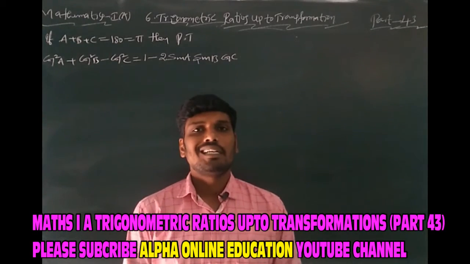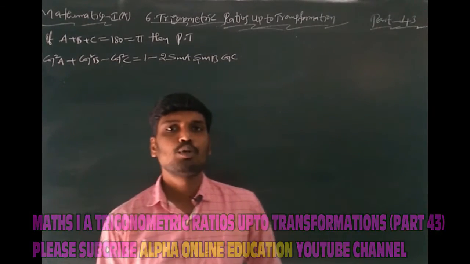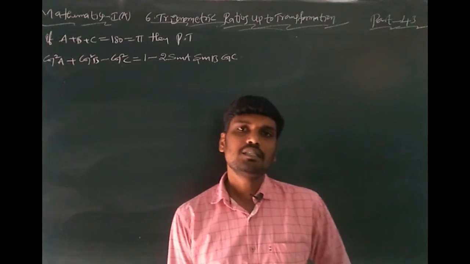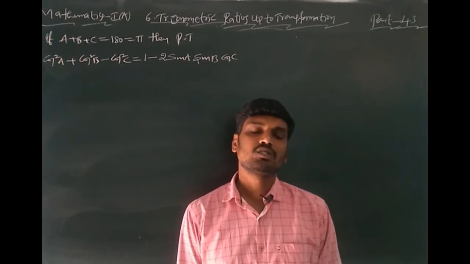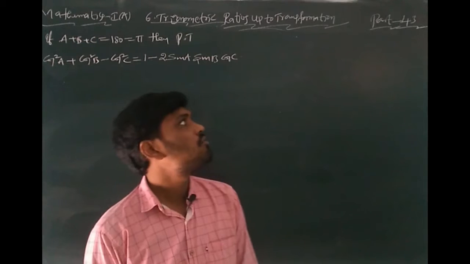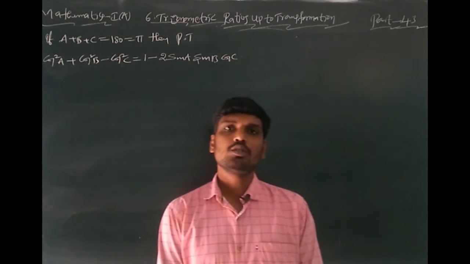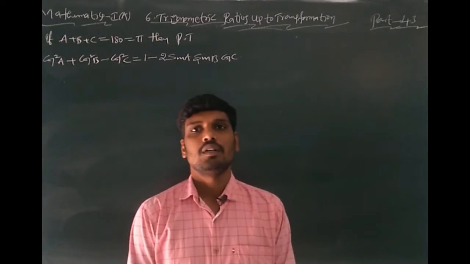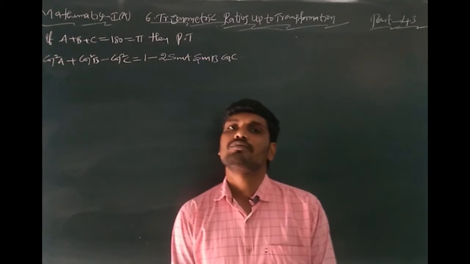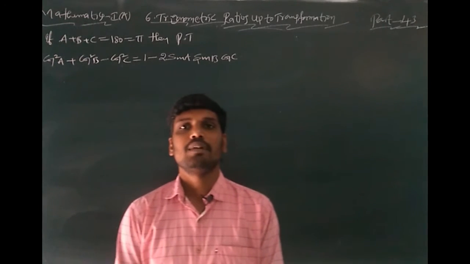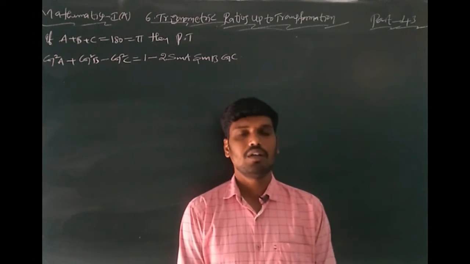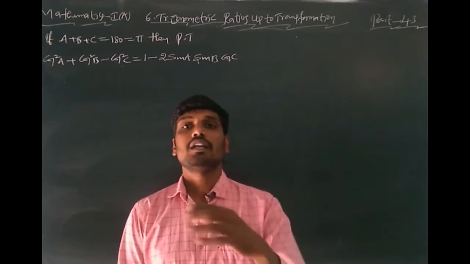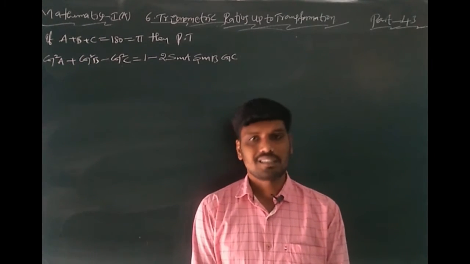6th chapter, trigonometric ratios up to transformation. This chapter belongs to Mathematics 1A, part 43. In the last part, we completed the ratios of sine terms: sin square A plus sin square B plus sin square C model. Today we discuss total ratios in cos.